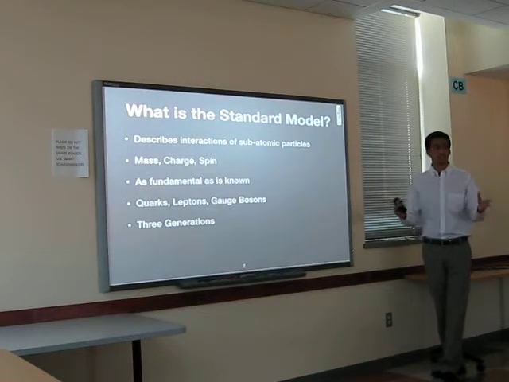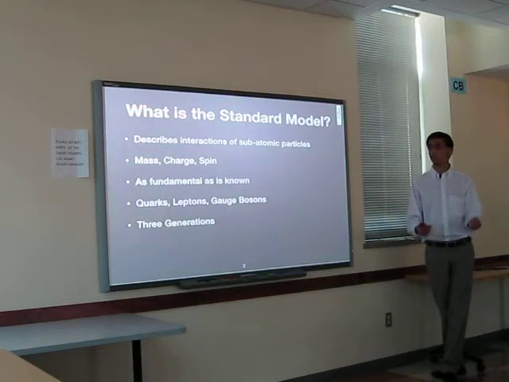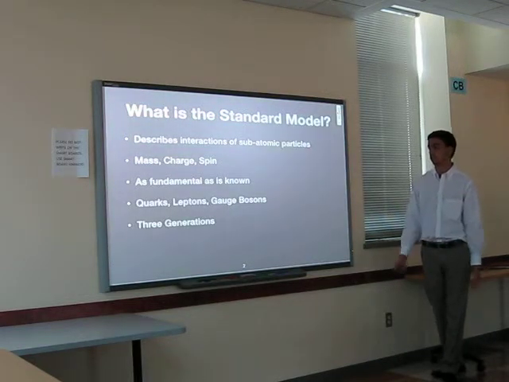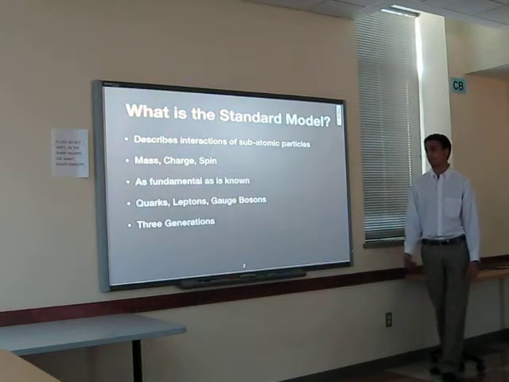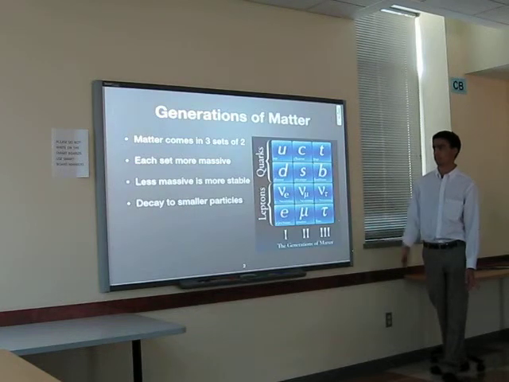The standard model is supposed to be the fundamental particles. These are the smallest particles, but we don't know for a fact that they are. It's just we haven't seen anything smaller than them. They're made up of the quarks, leptons, and gauge bosons. And there's 3 generations of each of these particles, except gauge bosons, sorry.